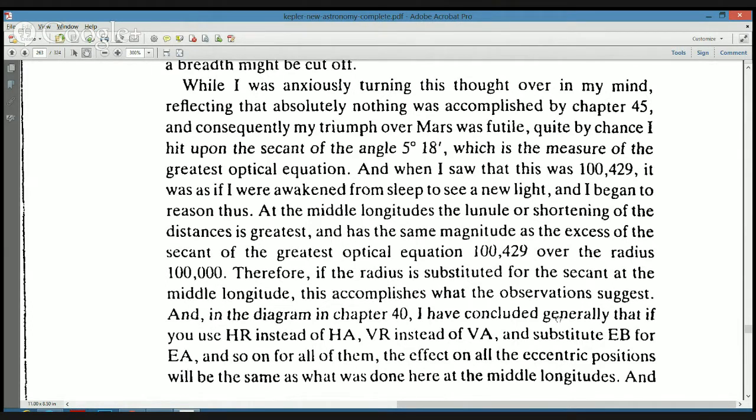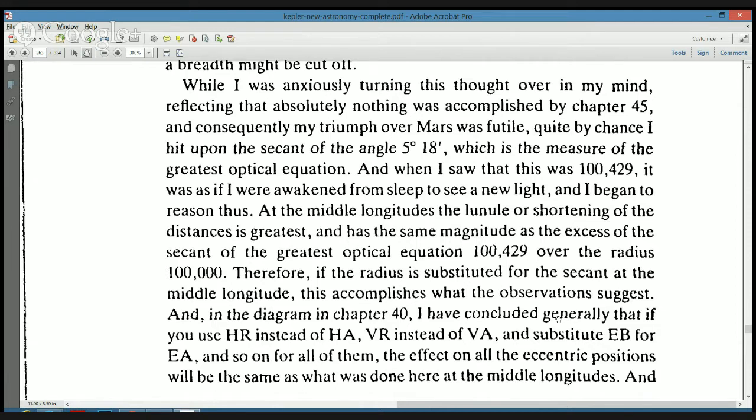Therefore, if the radius is substituted for the secant at the middle longitude, this accomplishes what the observations suggest. And in the diagram in chapter 40, I have concluded generally that if you use HR instead of HA, VR instead of VA, and substitute EB for EA, and so on for all of them, the effect on all the eccentric positions will be the same as what was done here at the middle longitudes.